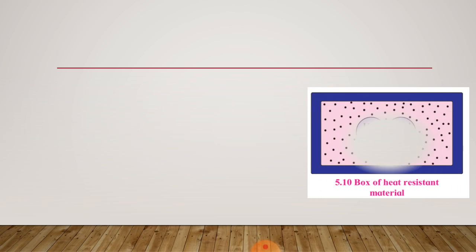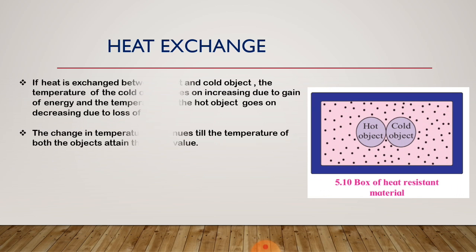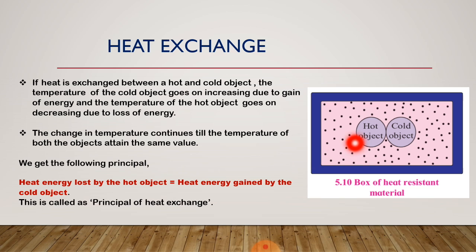Then we have learned about heat exchange. What is heat exchange? Here two objects are given, a hot object and a cold object. If heat is exchanged between the hot and the cold object, the temperature of the cold object goes on increasing due to gain of energy. The cold object gains energy and the hot object loses energy. The change in temperature continues till the temperature of both the objects attains the same value. So we get one principle from this: heat energy lost by the hot object is equal to heat energy gained by the cold object. This is called the principle of heat exchange. The hot object loses heat energy, and the cold object gains heat energy.